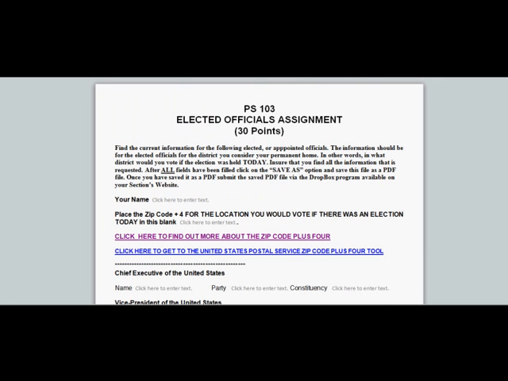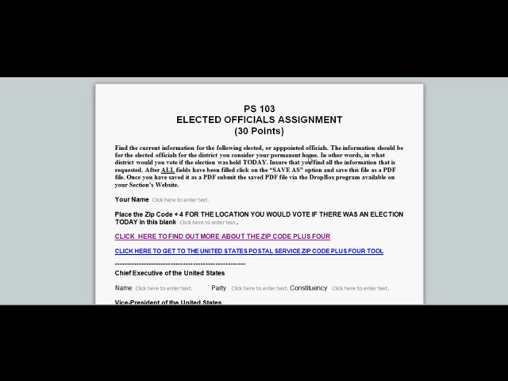When looking for the people that represent you, I want you to take a close look at the directions here. What I want you to do is provide the information for the elected official for the district you consider your permanent home. So if you are originally from Cape Girardeau, then you use Cape Girardeau. If you are from St. Louis, then you have to make a decision. If the election was to be held today, would you stay here in Cape Girardeau and vote in the local elections, or would you go back to St. Louis and vote in those local elections?